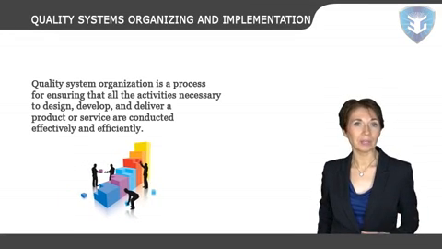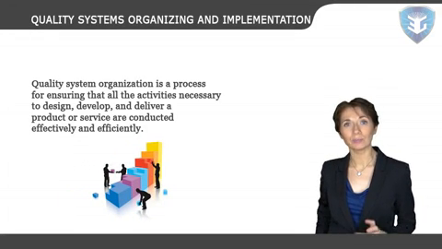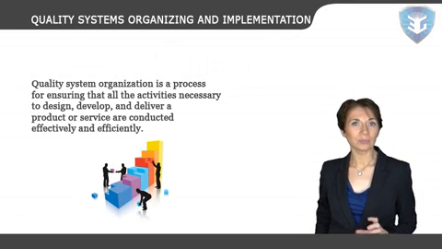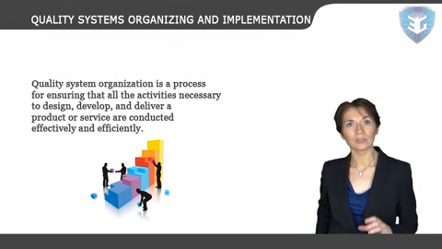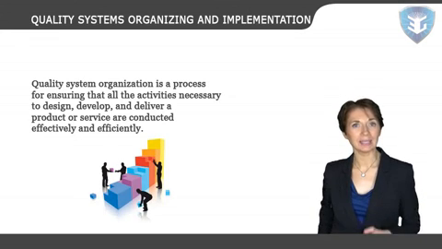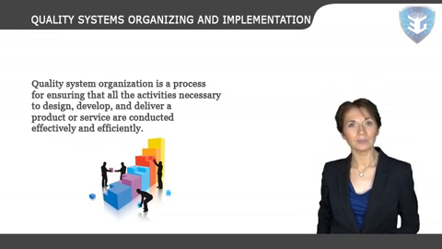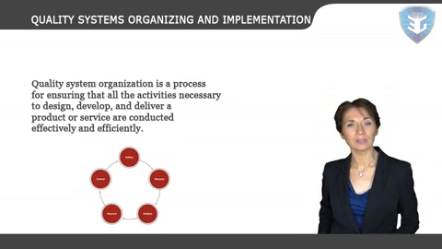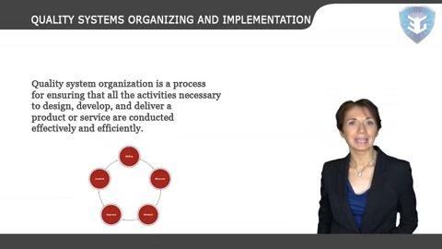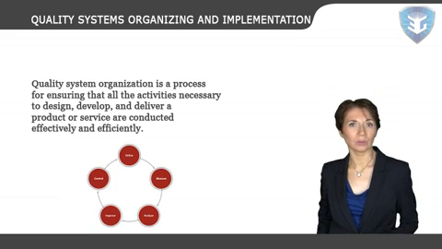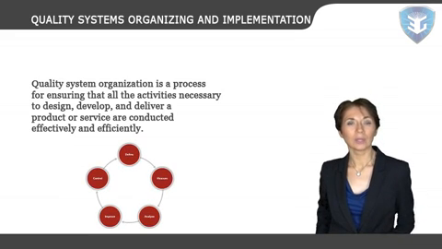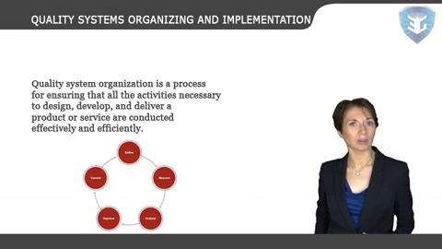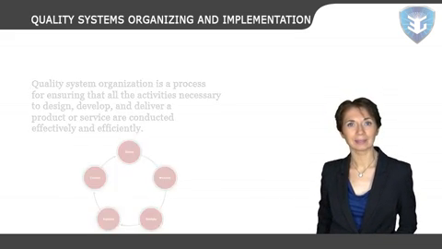Let's start with a brief introduction to quality systems organizing and implementations. Quality system organization is a process for ensuring that all the activities necessary to design, develop, and deliver a product or service are conducted effectively and efficiently. It typically involves one or more of the following elements: quality planning, quality control, quality assurance, and quality improvement.